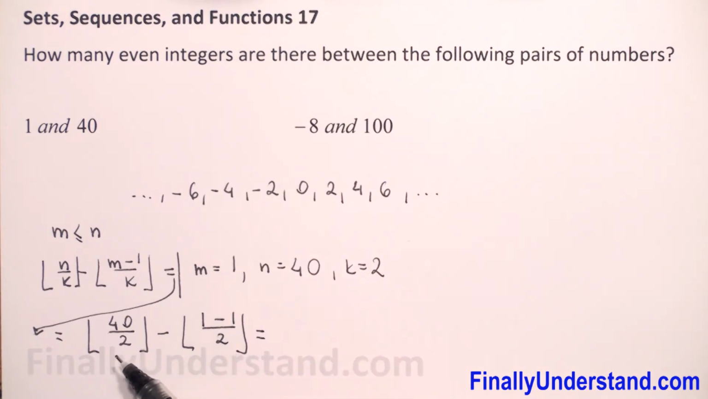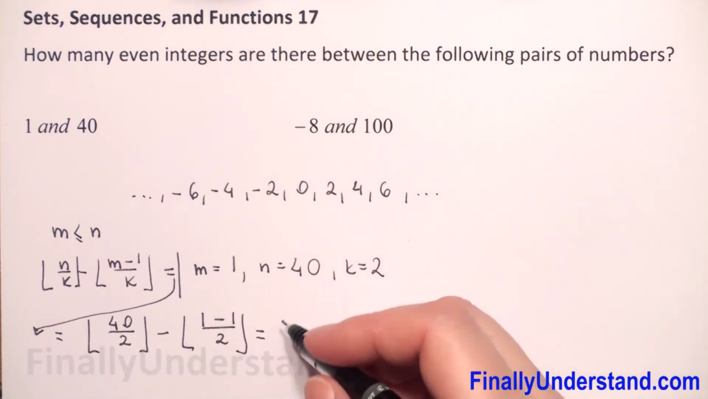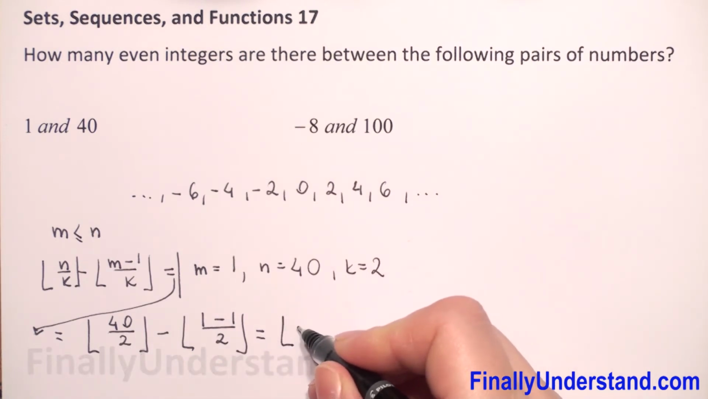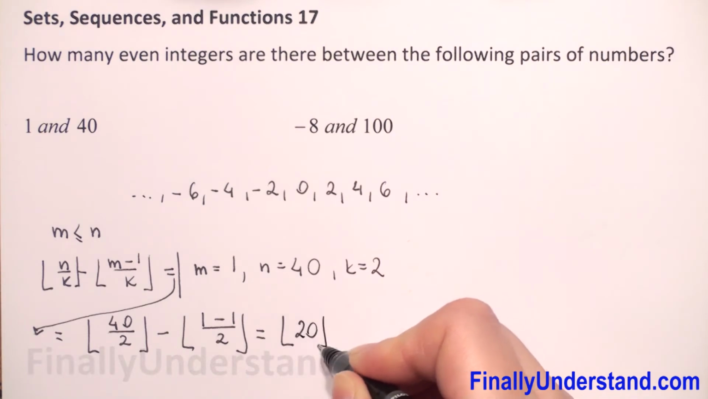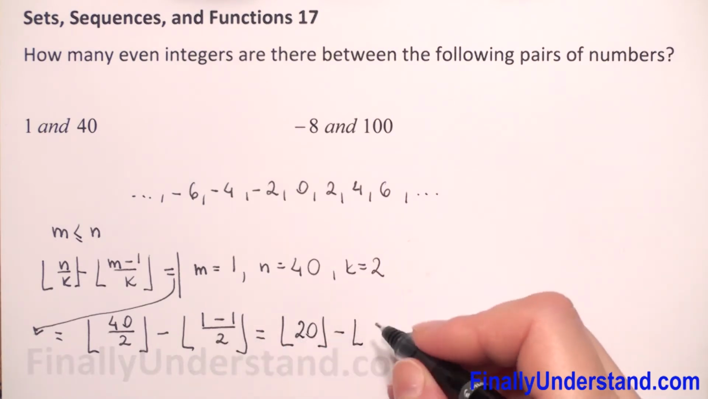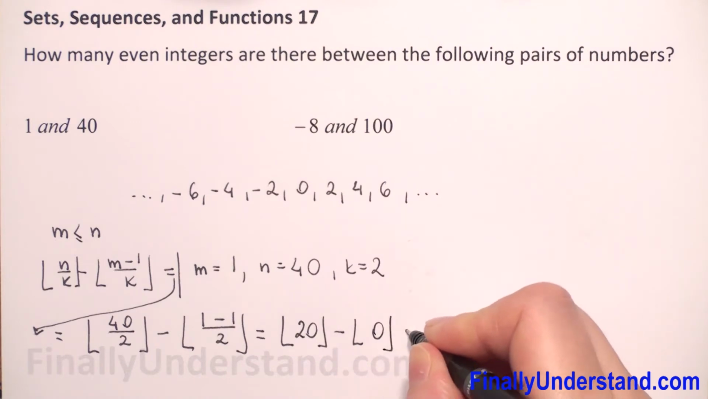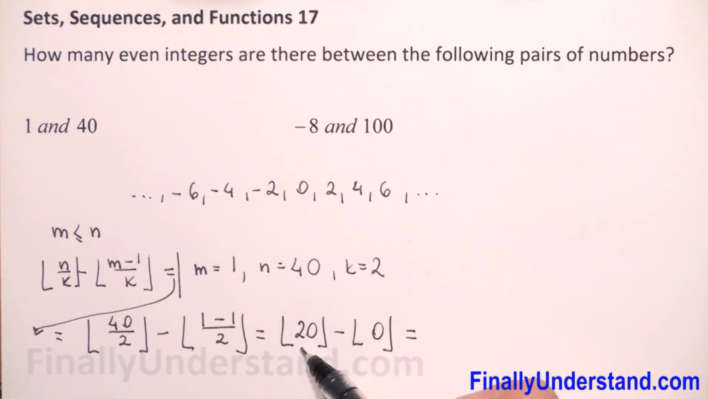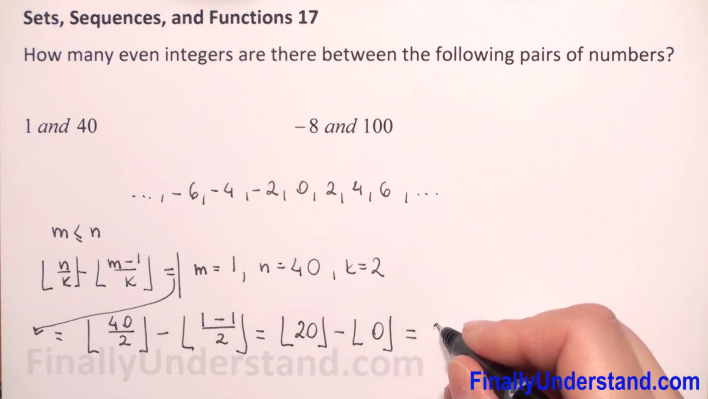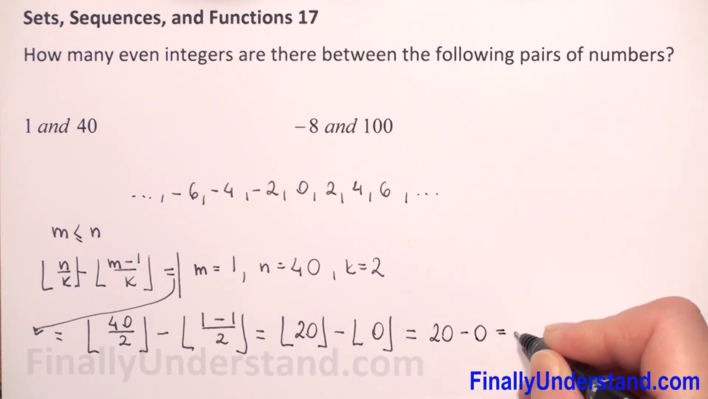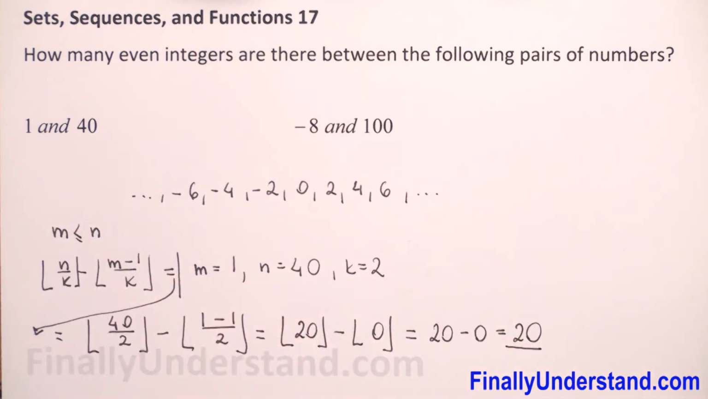We know that the floor of a number is the largest integer less than or equal to this number. So floor of 40 over 2 is 20, minus floor of (1 minus 1), which is 0. So we have floor of 0. The floor of an integer is equal to that integer. So we have 20 minus 0, which is equal to 20. This is the solution to the first example.